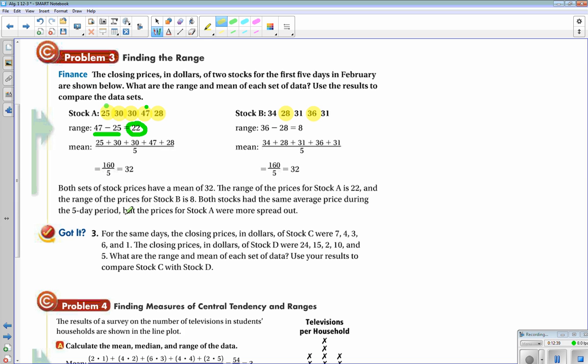For the same days, the closing prices in dollars of stock C were 7, 4, 3, 6, and 1. The closing prices in dollars for stock D were 24, 15, 2, 10, and 5. What are the range and mean of each set of data? Use the results to compare stock C with stock B. So let's do C's calculations. So we want the range and the mean.